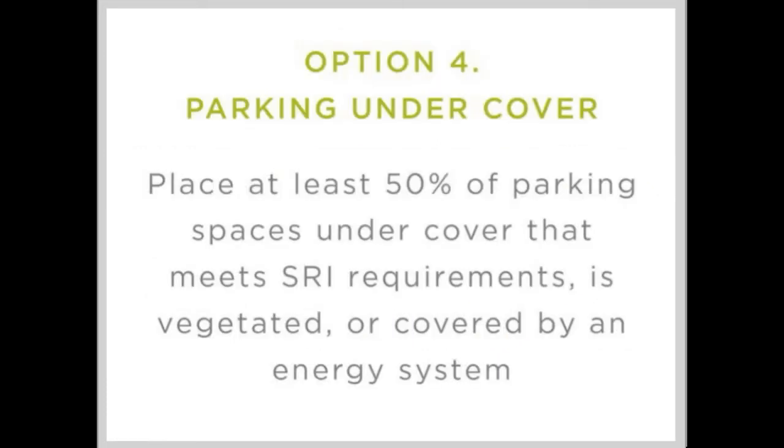And finally, for Option 4, the establishment requirement is to place at least 50% of parking spaces under cover. Any roof used to shade or cover parking must have a 3-year aged SRI of at least 32. If 3-year aged value information is not available, use materials with an initial SRI of at least 39 at installation. Roofs may also be vegetated or be covered by energy generating systems such as solar thermal collectors, photovoltaics, and wind turbines.